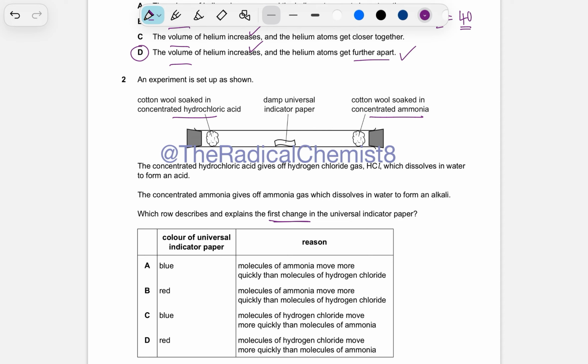In this case, we need to calculate the Mr of the hydrochloric acid. Mr of HCl will be 1 plus 35.5, so 36.5. And Mr of ammonia, NH3, will be 14 plus 3 times 1, so 17. So in this case, ammonia will be the fastest diffusing gas, so your universal indicator will change to blue, and the answer would be then ammonia moves more quickly, so A.